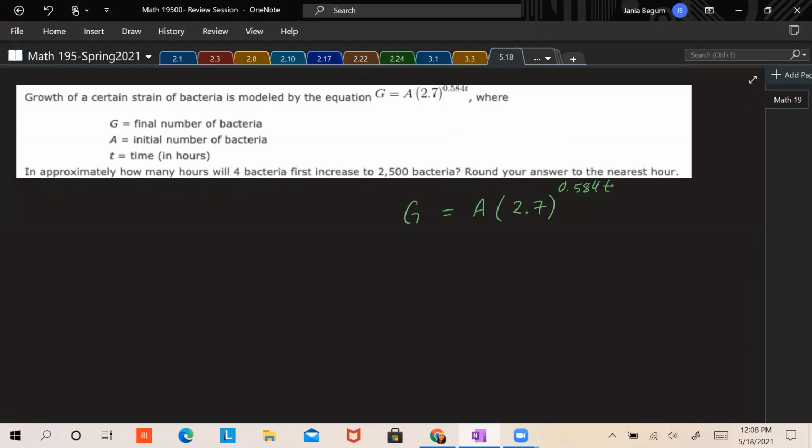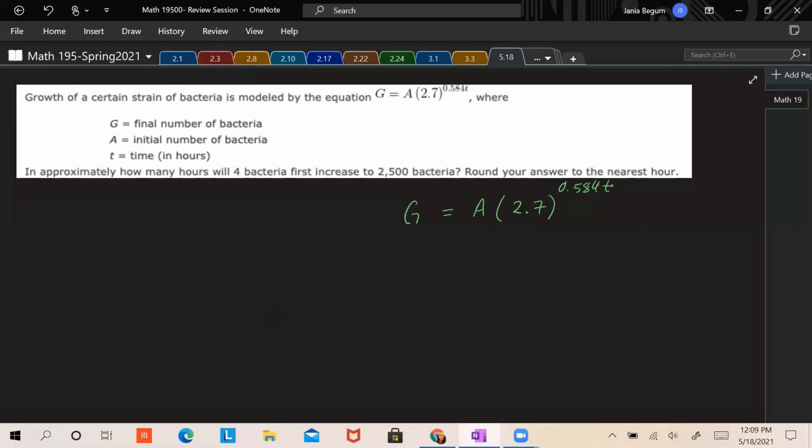Now, G represents the final number of bacteria. So that's sort of like the A of T we had in class. And then A represents the initial amount. So that's the amount you start with. And T represents time. Now, we want to know approximately how many hours it will take for 4 bacteria to first increase to 2,500 bacteria. Interesting. So what does that mean? What are we looking for and what is given?